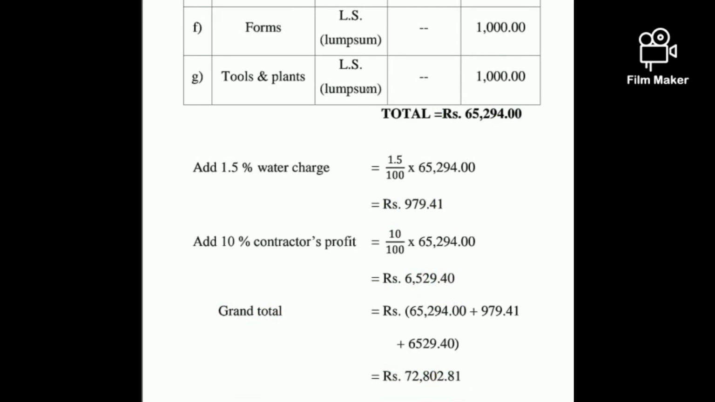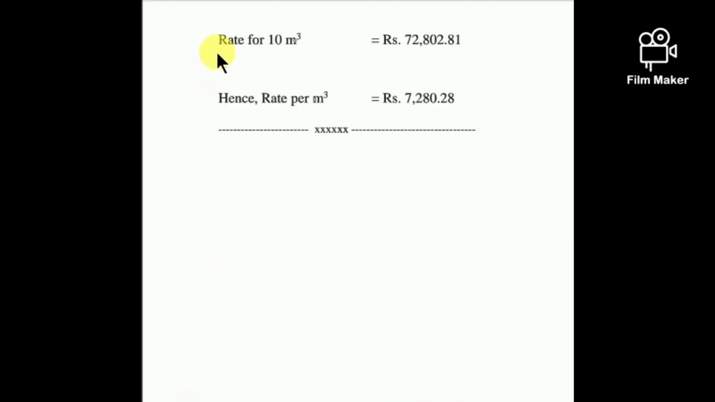Adding all this, we'll get the grand total as rupees 72,802.81. Now as in the starting, we have taken the volume of concrete as 10 meter cube. So the rate for 10 meter cube, we have got this. 72,802.81 is our rate for 10 meter cube. So for 1 meter cube, we'll divide this by 10, we'll get this.